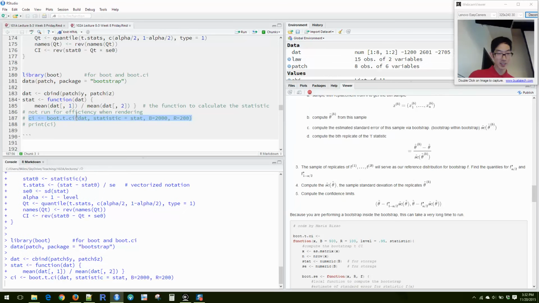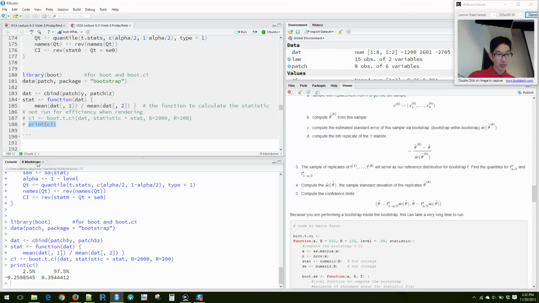Run that. So it's running. It's going to do 2,000 bootstrap replicates and 200 replicates inside. So what is that? 400,000. Okay, so it finished, and let's look at our confidence interval. Oh shoot! This is what it produces for the confidence interval of the mean of Y over the mean of Z.